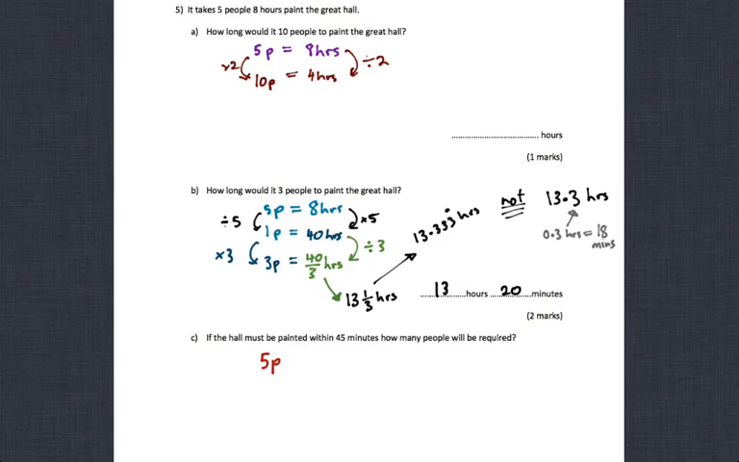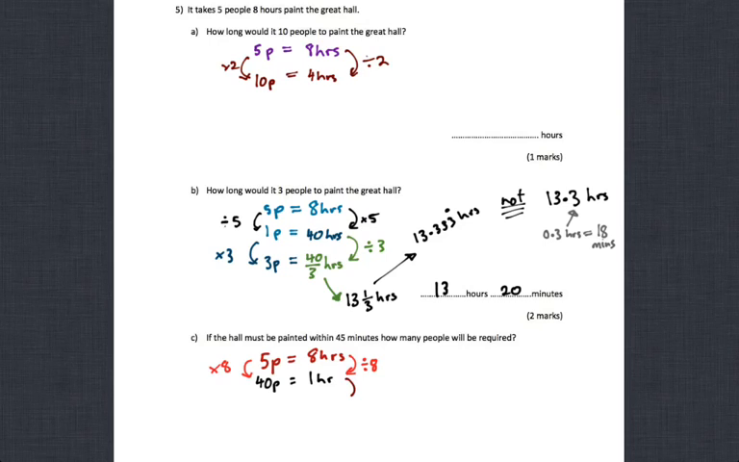Okay, so part C. If the hall must be painted within 45 minutes, how many people will be required? So we're going to try and get 45 minutes to be the right hand side here. So we could work out how many people would be required for 1 hour. This would be 40 people.